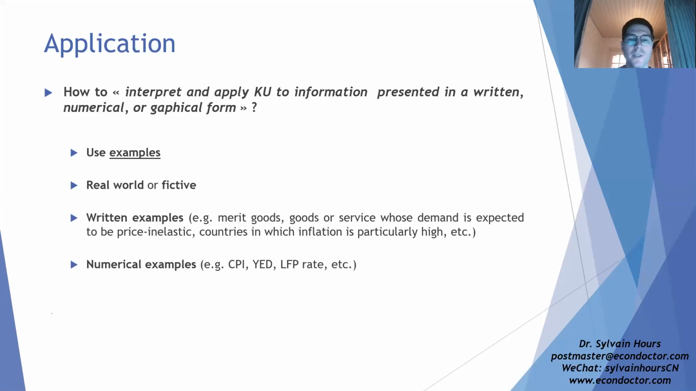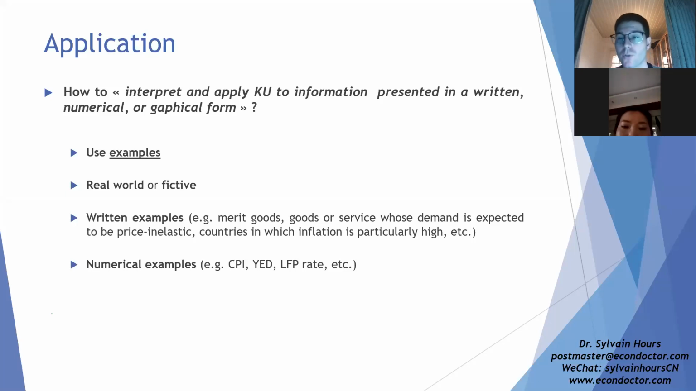There could be numerical examples. So if you have an essay question about inflation, perhaps you can use some figures, come up with some data to calculate a consumer price index. If you have an essay question about the income elasticity of demand, same thing. You could say, for example, if initially the income is $20 and now it's $30, okay? Like just coming up with your own data in order to support your previous explanations.